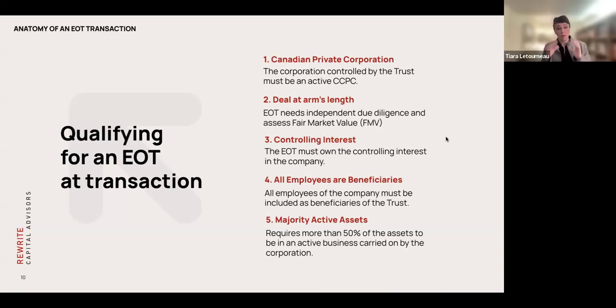So it has to be domiciled in Canada, controlled by Canadian directors, the definition for a CCPC. So if your company is Canadian, it operates in Canada, it's run by Canadians, and you have a CCPC, that's the first one, check, you can qualify.